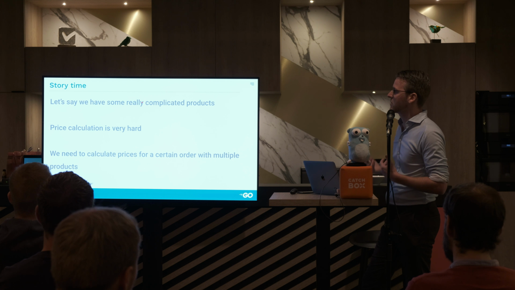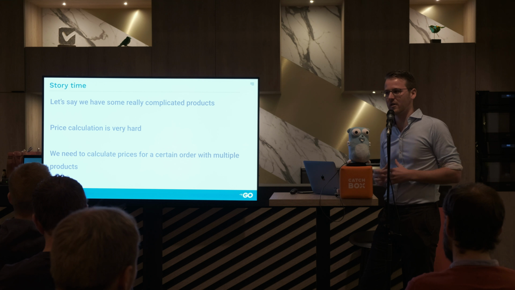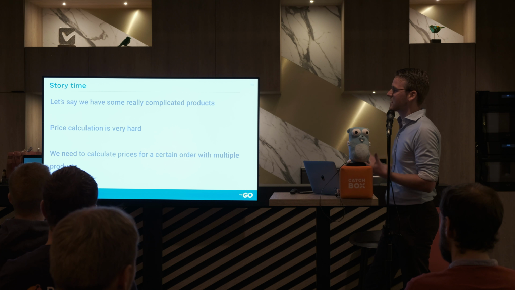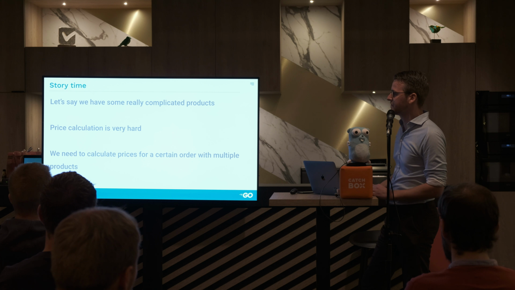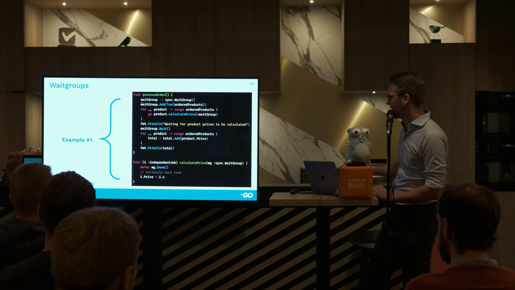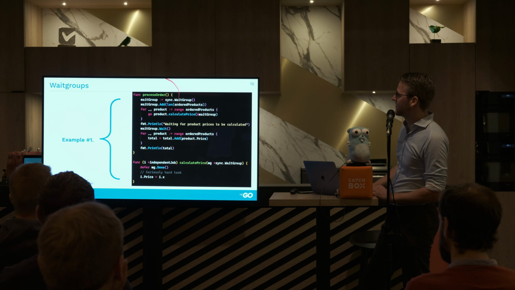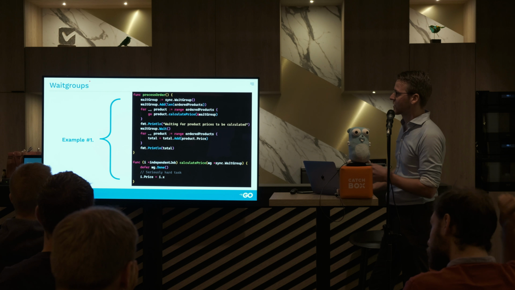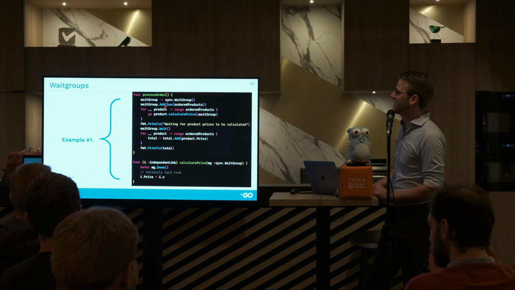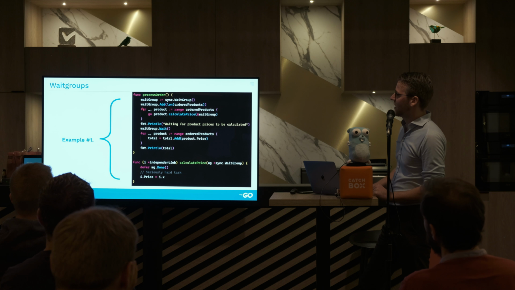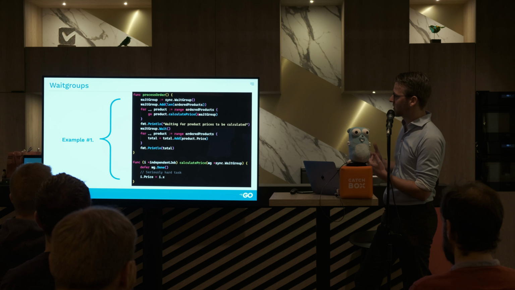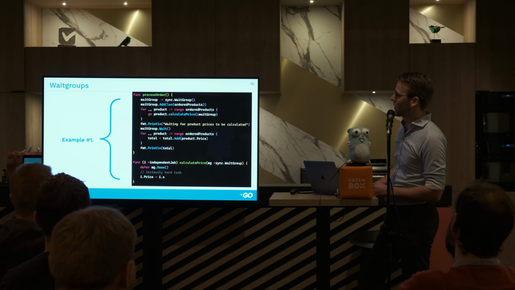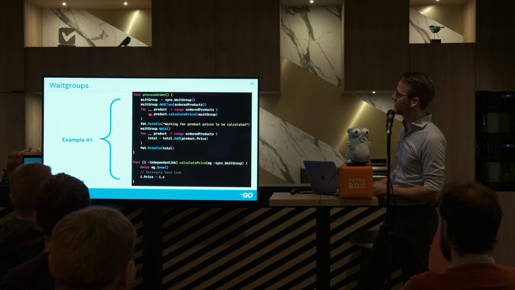Let's say we have some really complicated products, and price calculation is very hard. But if you order something with multiple products, we want to see what the price of the entire order is. So what we can use, for example, is a wait group. This just means that we start up a wait group, and if we have an order with some products in it, we just add the length of those ordered products to the wait group. And when we range through those orders, we can just start up Goroutines for each product.